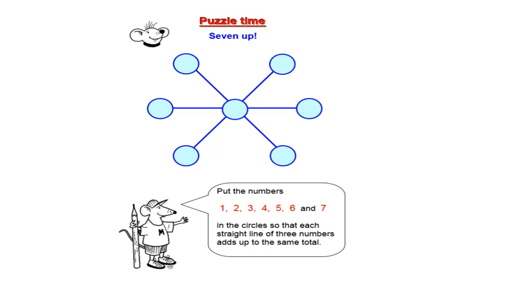7 up is our number warm-up task. Here you have to put the numbers in red into the circle so that each straight line of 3 numbers add up to give you the same total. You're going to pause here while you have a go and enjoy.